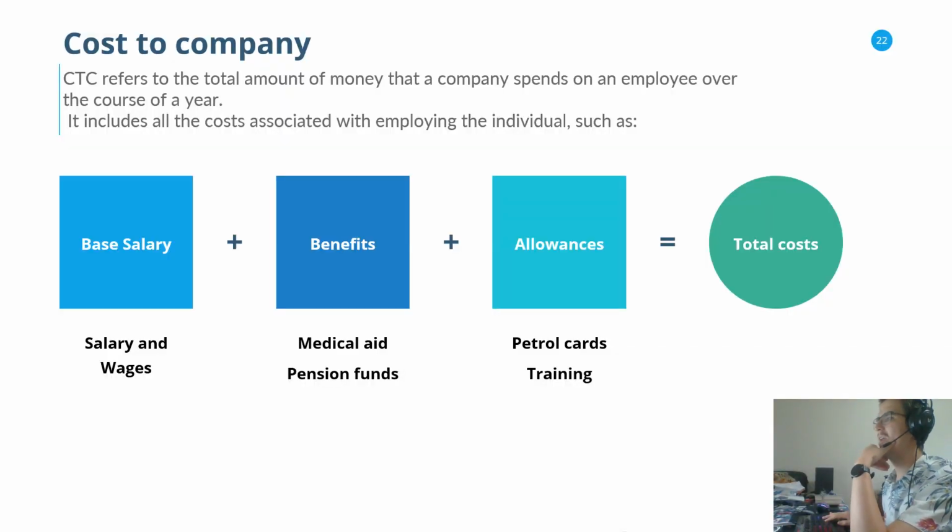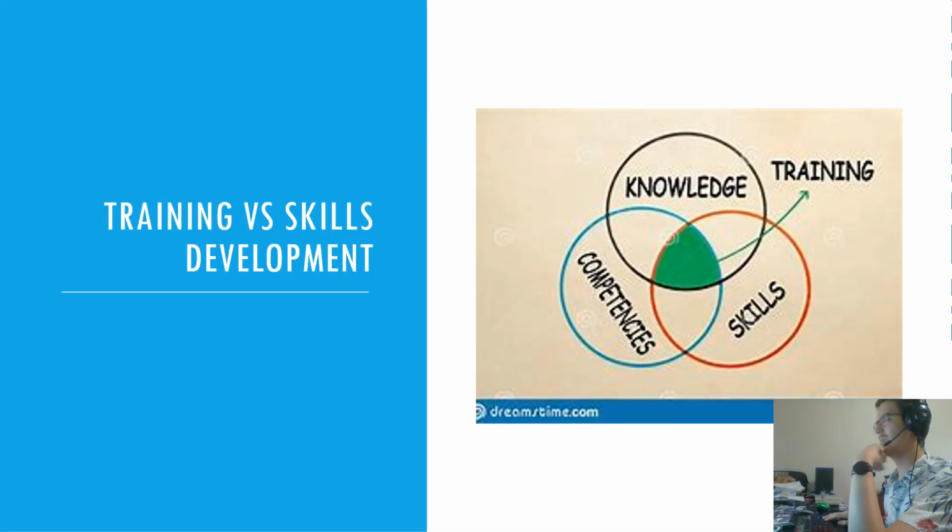Okay, there's your cost to company. You have your base salary plus your benefits plus any allowances, and that gives you your total cost. So your base salary will generally be lower, but you get all the benefits. Whereas with the cost to company, it will be one block. There we go. Have your money. Do what you want with it.